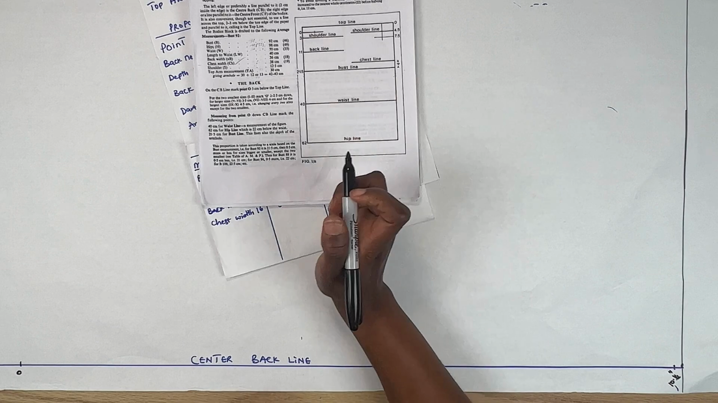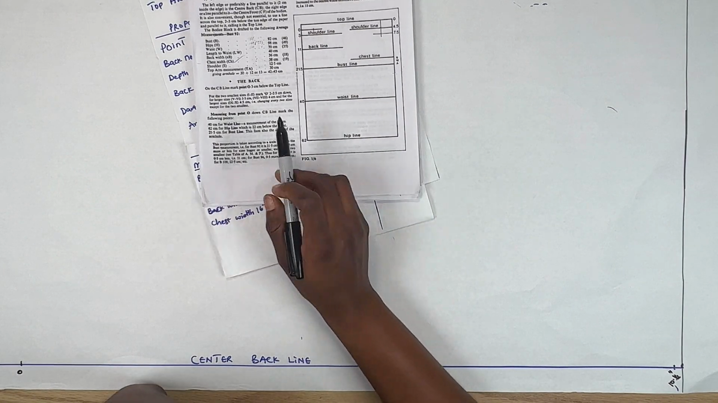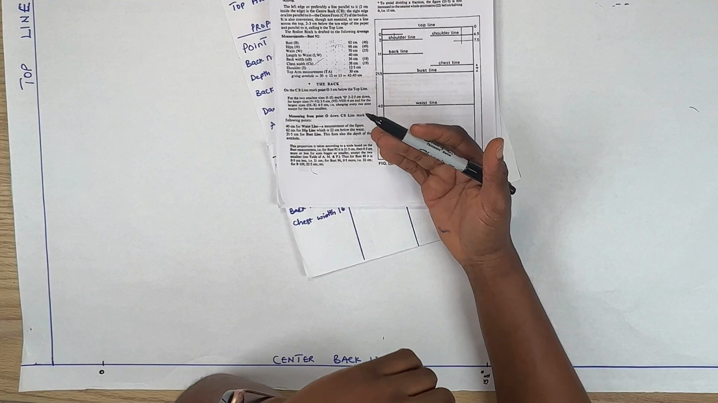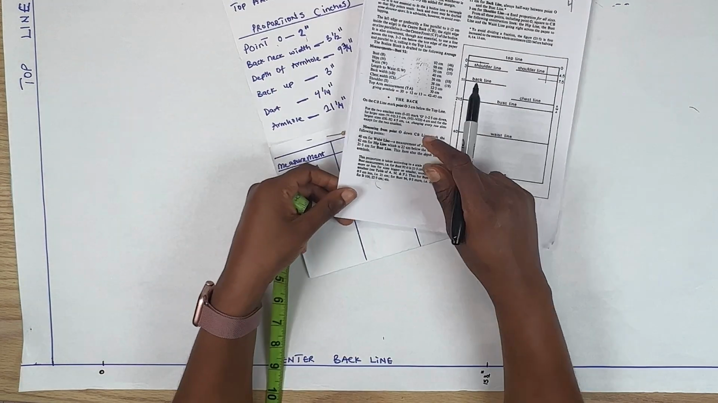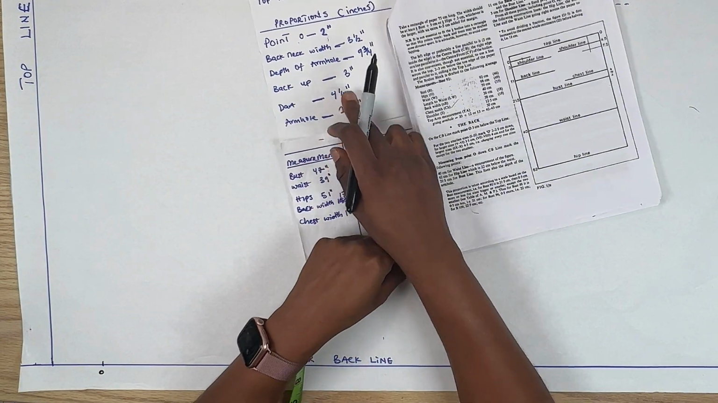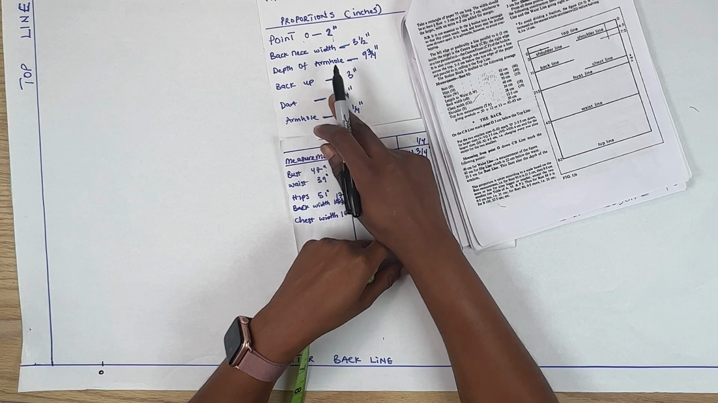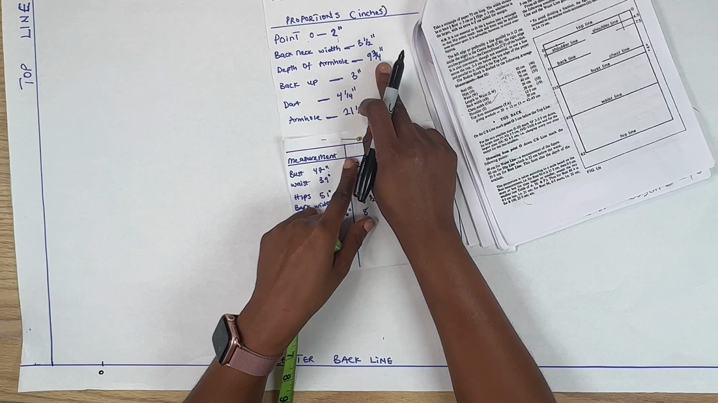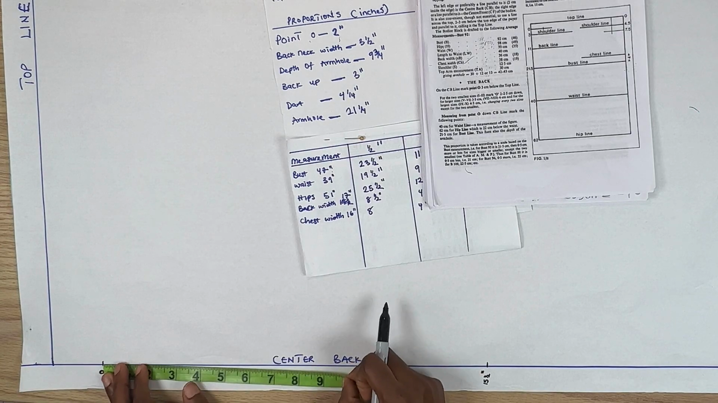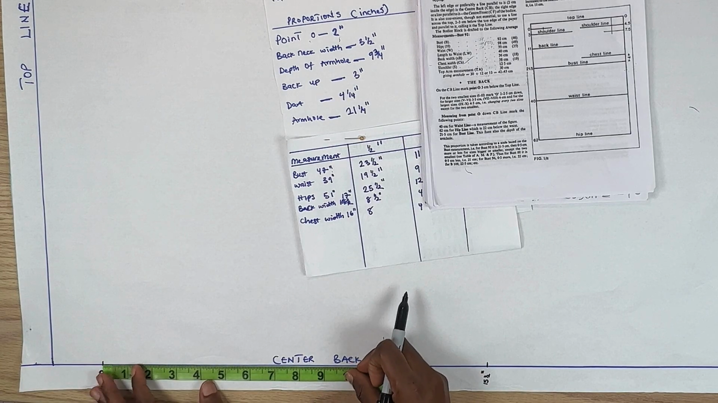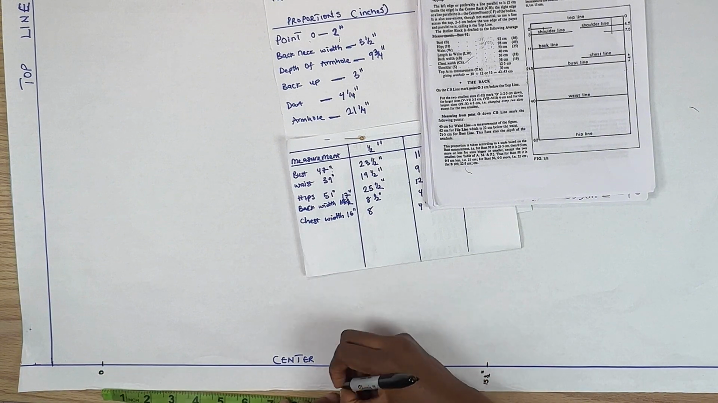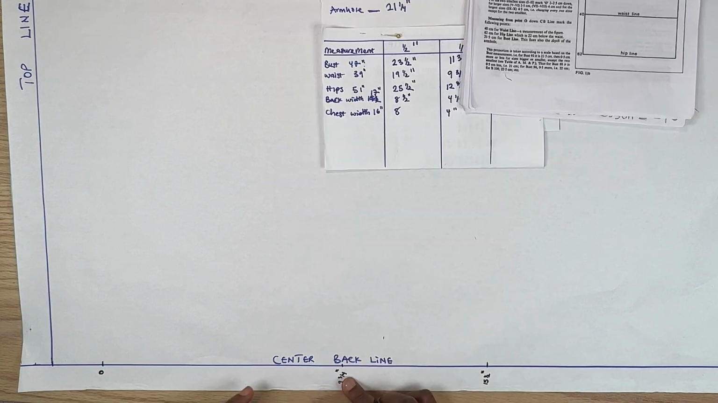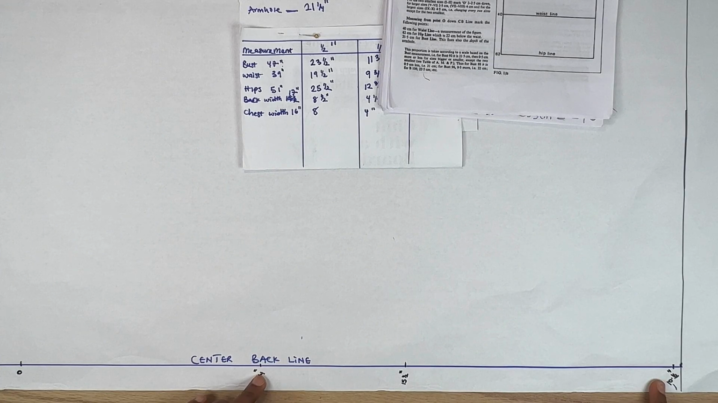Now, the next measurement is the bust line. The bust line is the same as the armhole depth. This measurement was given on the proportion table, so we're going to come here and see what it is. So here our depth of armhole is 9 3/4 inch. So right from our point O, we're going to mark that here. So this is point O, bust line, waistline, and hip line right here.